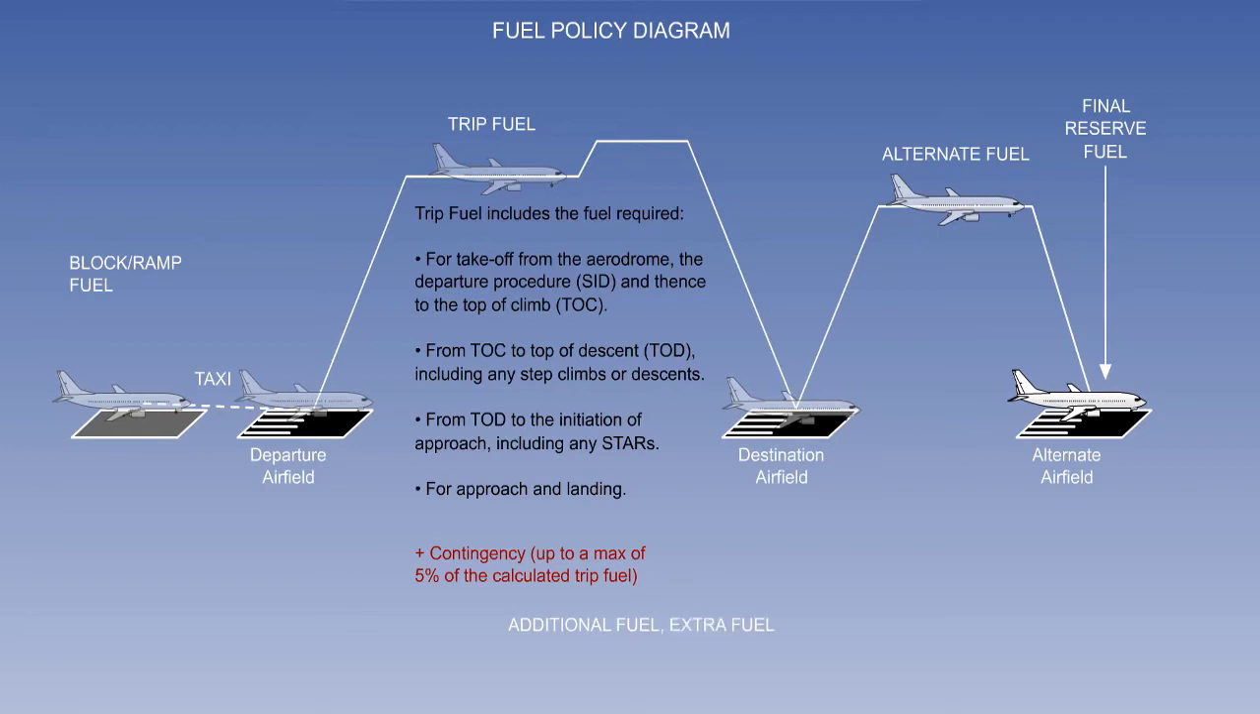Finally, in addition to satisfying the EASA minimum fuel requirements discussed, the aeroplane commander is allowed to add to the total if he decides that more is needed because of particular circumstances. The amount of fuel in this case is called extra fuel. On screen, you will now see all of the fuel segments that contribute to the total fuel on board the aeroplane prior to startup, which becomes the block ramp fuel.